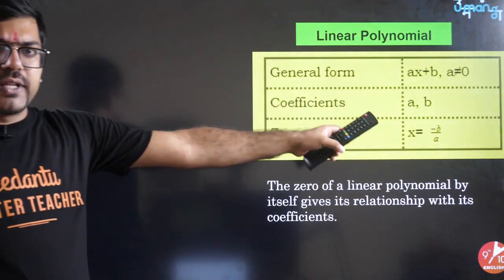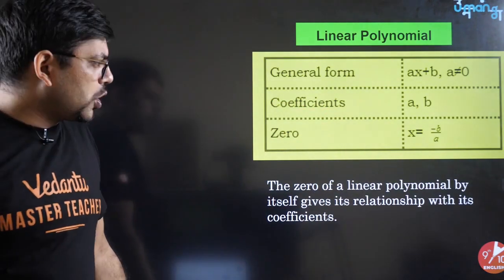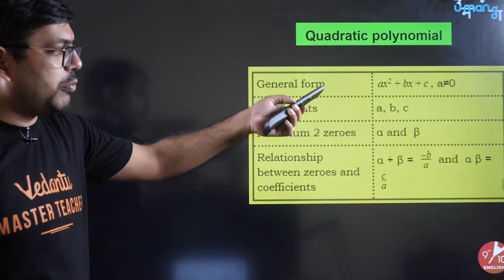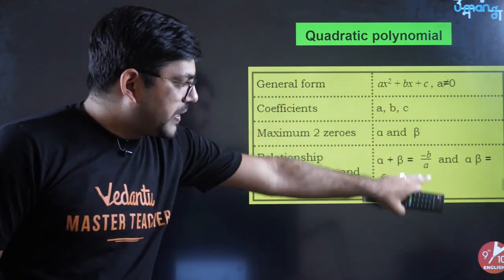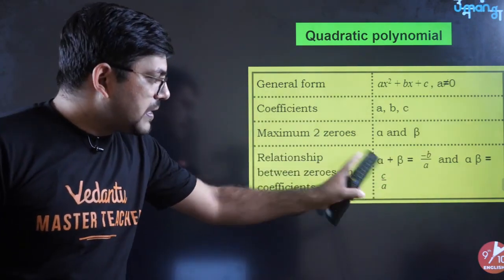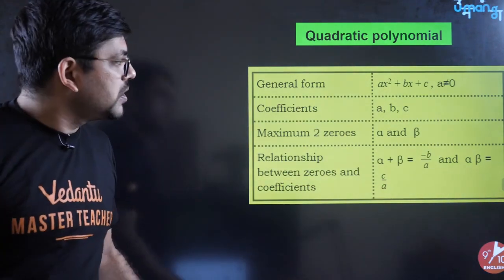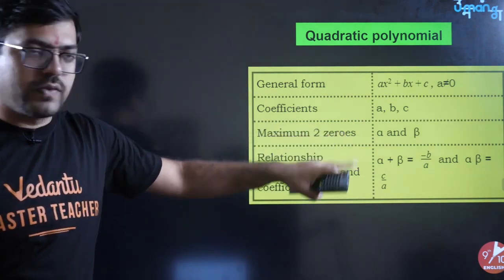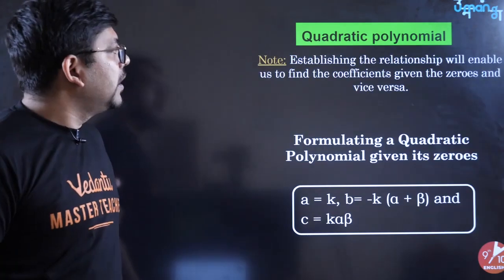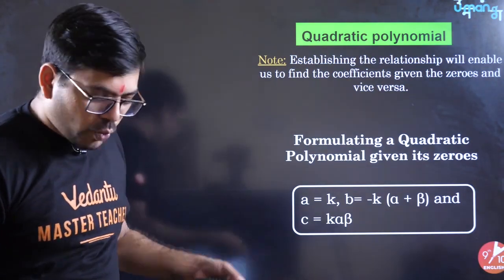So we talked about this linear polynomial. We don't even need to talk about it because this is super easy. Quadratic polynomial, we just now talked about it. Alpha plus beta equals minus b by a, and alpha into beta is equal to c by a. So just remember that much. Thereafter, moving ahead, two zeros will be there for the quadratic equation. We know that. This is a quadratic equation, and one more thing.